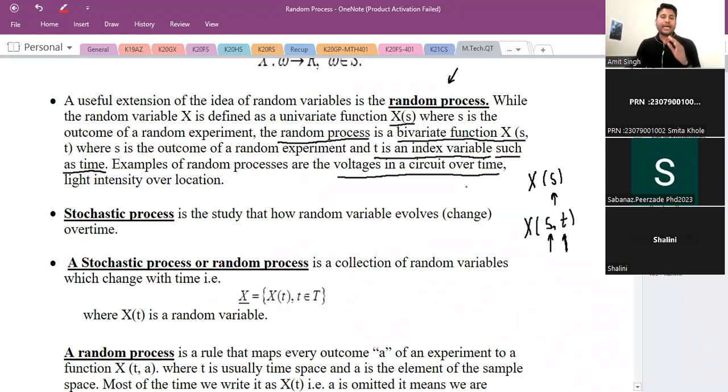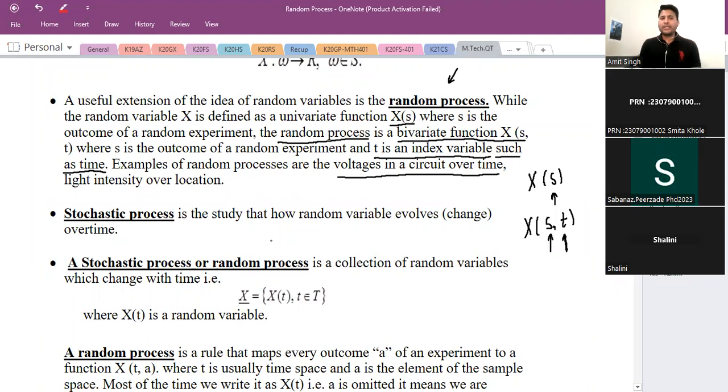For example, at time t equal to 1 unit, the voltage in a circuit, let it be 100 units. Now, as time increases, at time t equal to 2, we will get another voltage measure, then at 3, another voltage measure. So it is not only the output from the circuit, but it is also indexed with a time variable. Such an extension of a random variable is known as a random process or stochastic process.